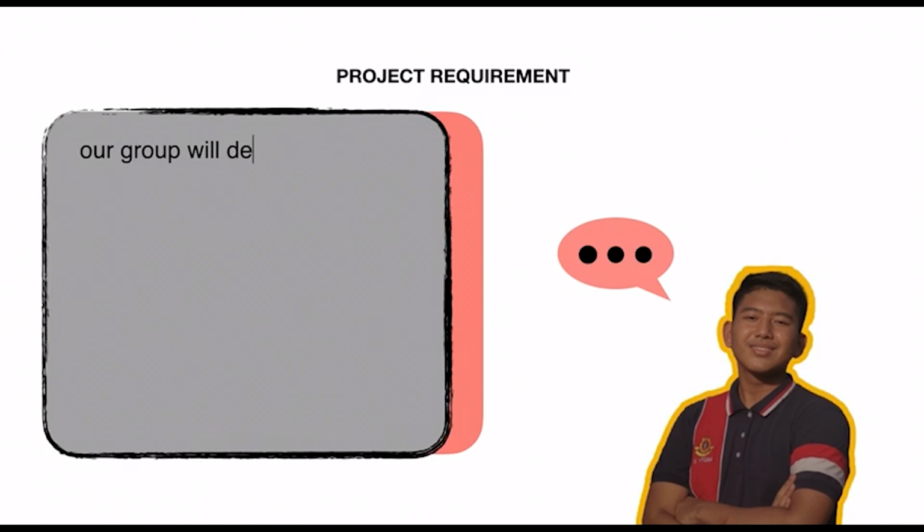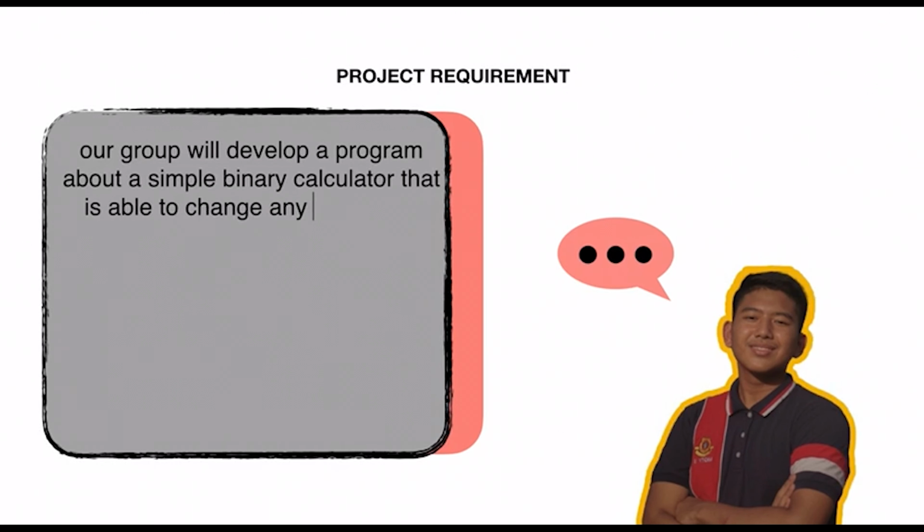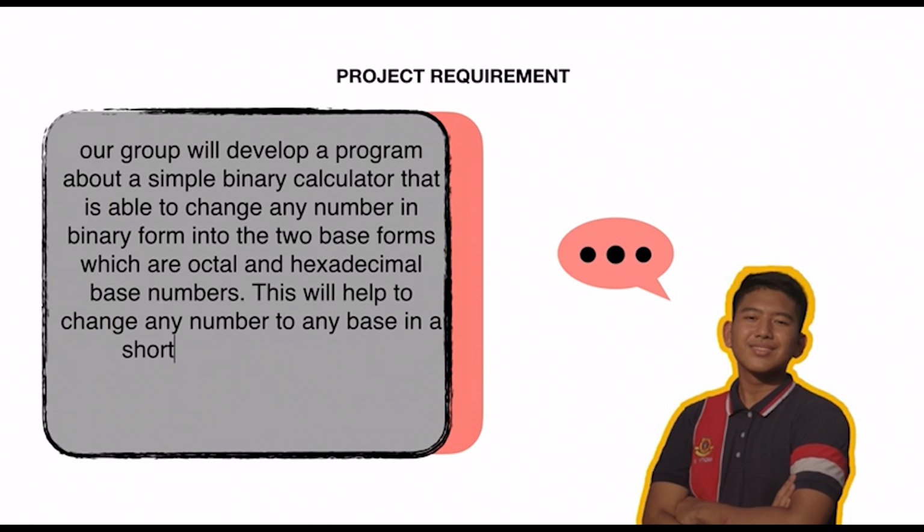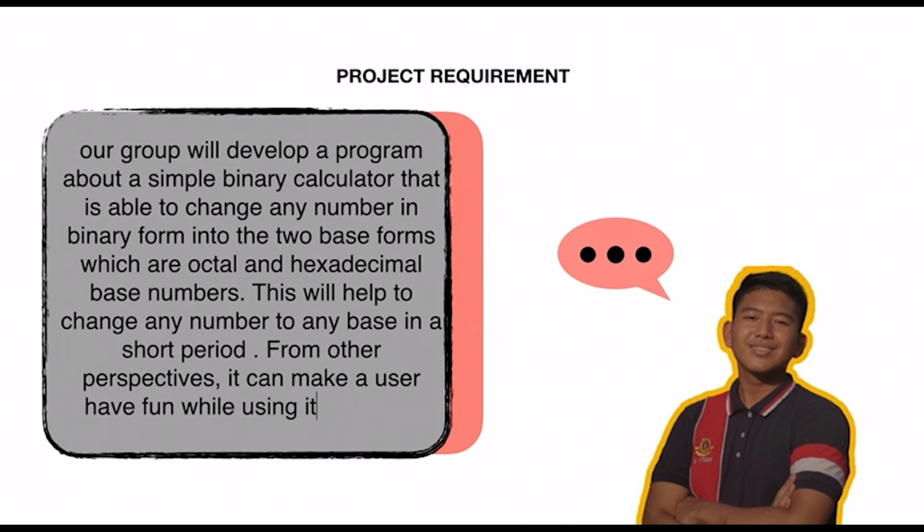Hi, I'm Shami. Our group will develop a program about a simple binary calculator that is able to change any number in binary form into the two base forms, which are octal and hexadecimal base numbers. This will help to change any number to any base in a short period. From another perspective, it can make a user have fun while using it due to its ease of use. Thank you.